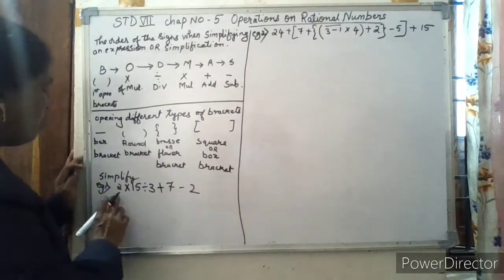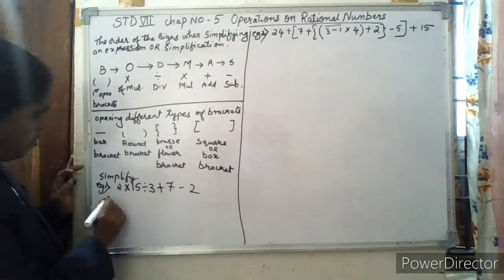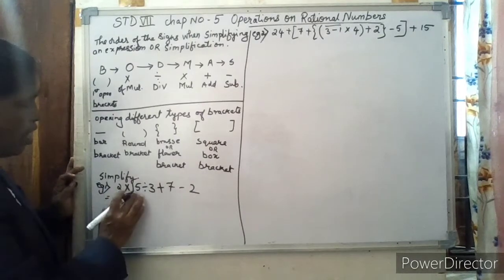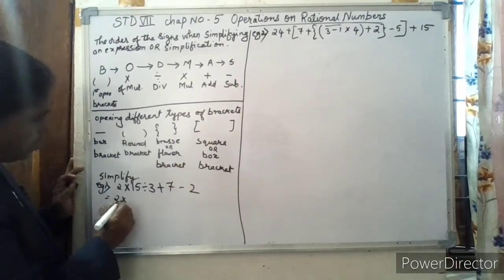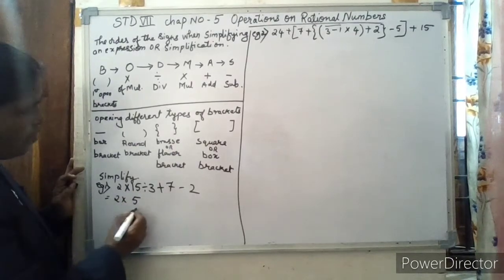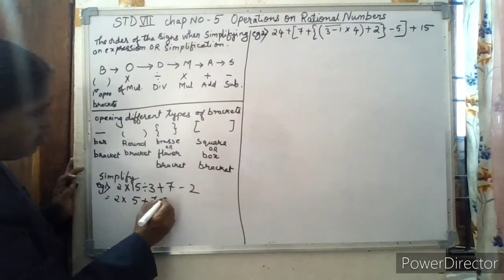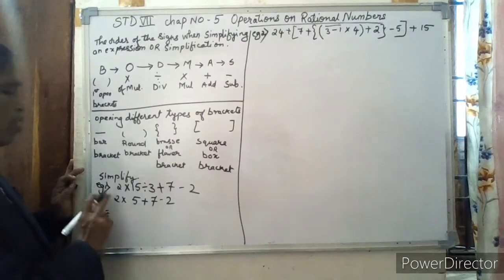Now see, we have to do division first. The remaining part, from left side or right side, must be the same until we do this division in the next step. So it is 2 multiplied by 15 divided by 3 is 5. Then after that you write as it is, plus 7 minus 2. Now next step comes multiplication, addition, subtraction.